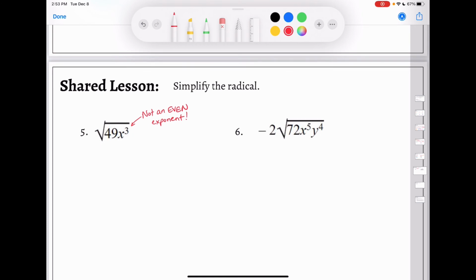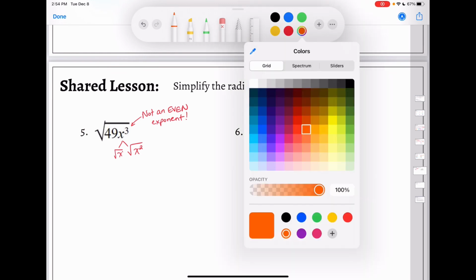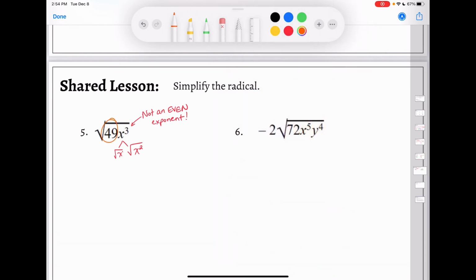exponent. So I can break this down to be square root of x and the square root of x squared, right? X to the first times x to the second would give me x to the third. So x to the second, that's my perfect square. And remember that I want to get the biggest one I can, and I believe that's as big as I can get. So 49 is a perfect square, and x to the second is a perfect square.